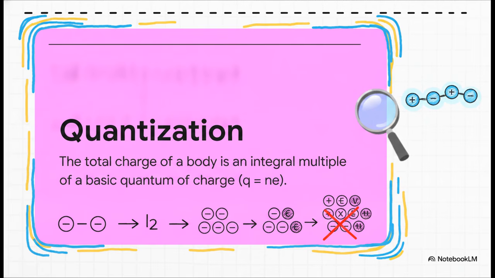What's really fascinating here is this concept of quantization. It's a bit of a big word, sure, but the core idea is simple and really profound. It basically means you can't just transfer any random continuous amount of charge. It has to be transferred in whole numbers of electrons. You can transfer 1 electron or 2 or a million, but you can never ever transfer 1.5 electrons. The formula Q equals n e captures this perfectly, where n is an integer and e is that basic quantum of charge.